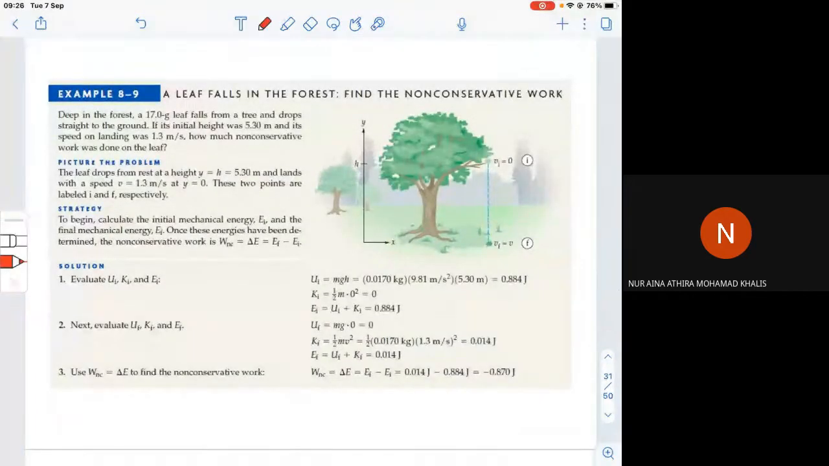Okay, so let's look at this example. Right now we have a 17-gram leaf from a tree that drops straight to the ground. Initially the leaf has initial velocity 0, and it will give you a final velocity of 1.3 meters per second. So vi equals 0, v final is 1.3 meters per second.